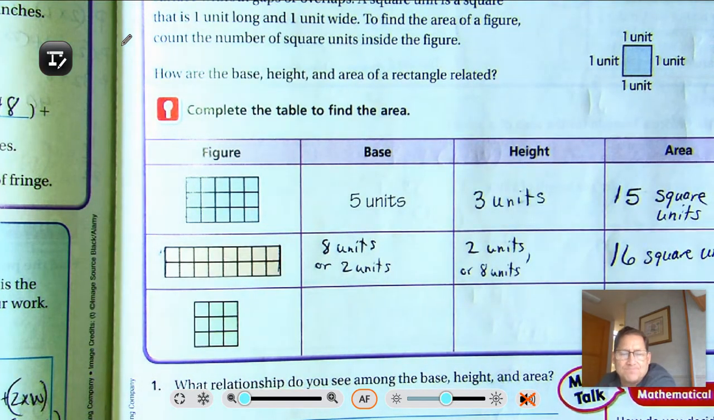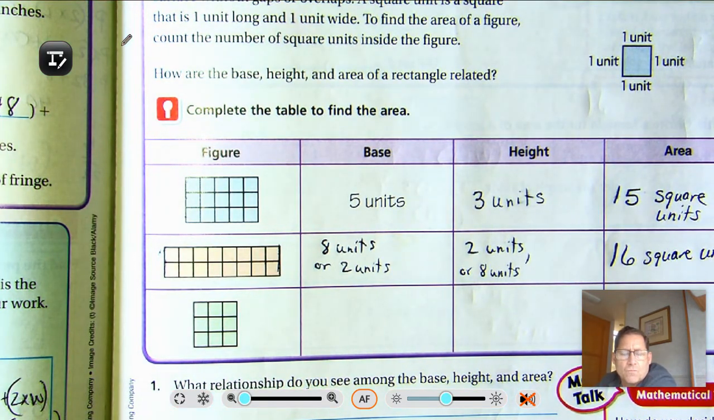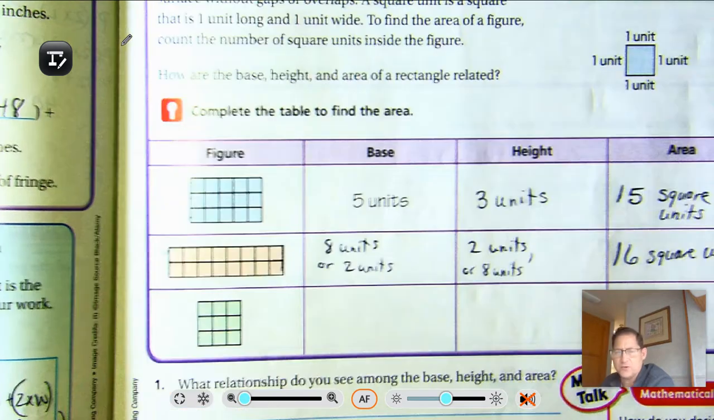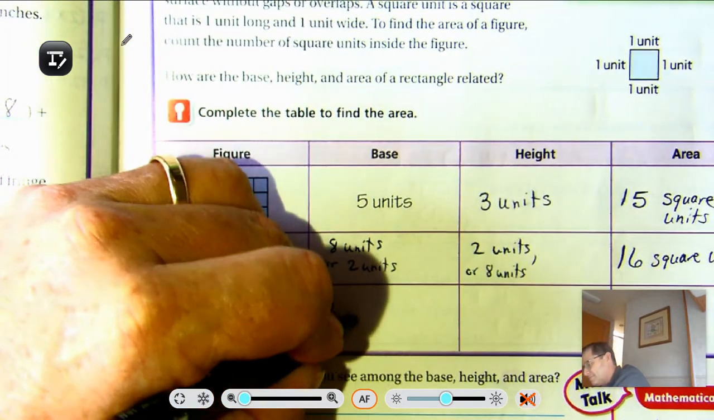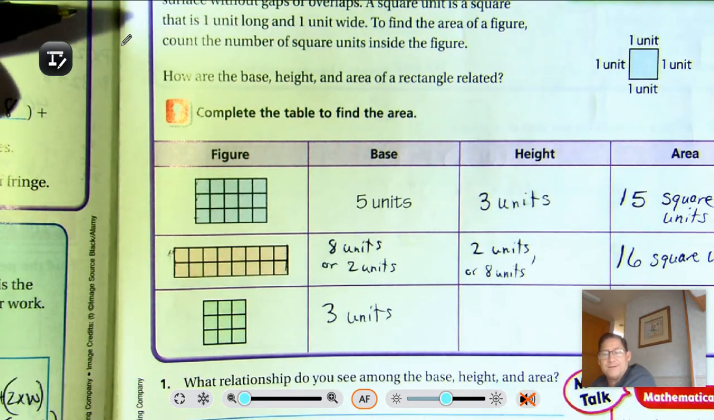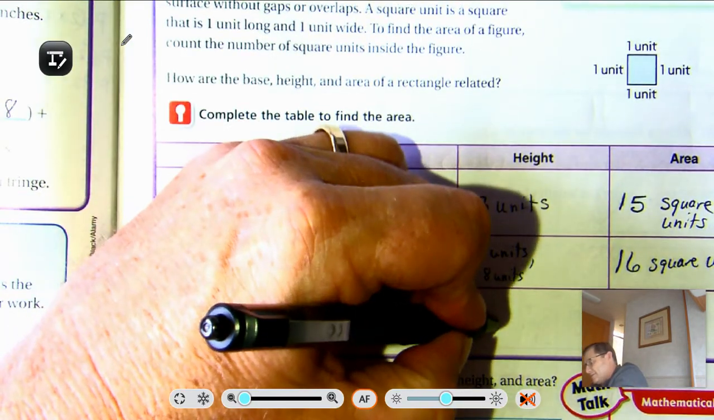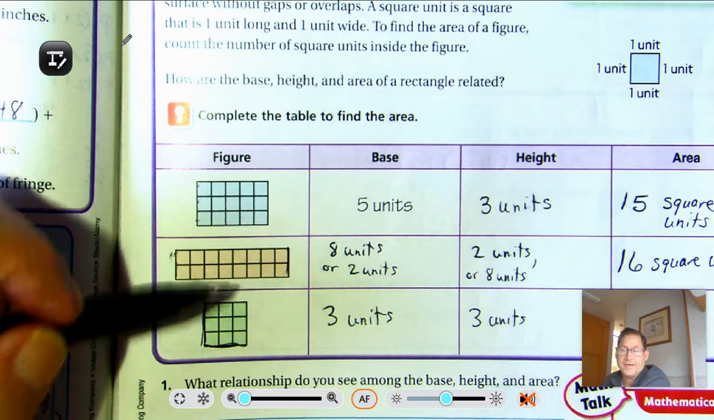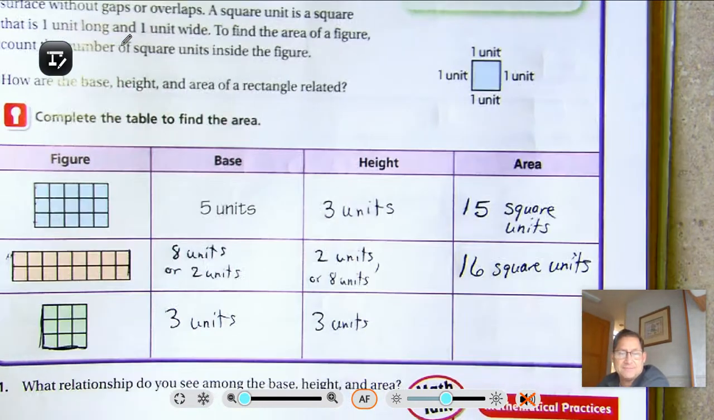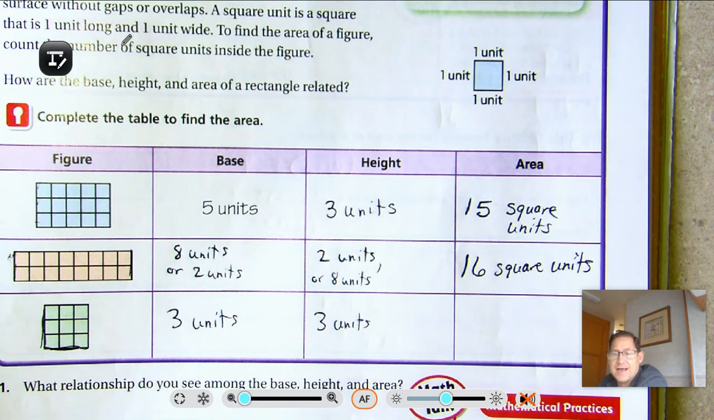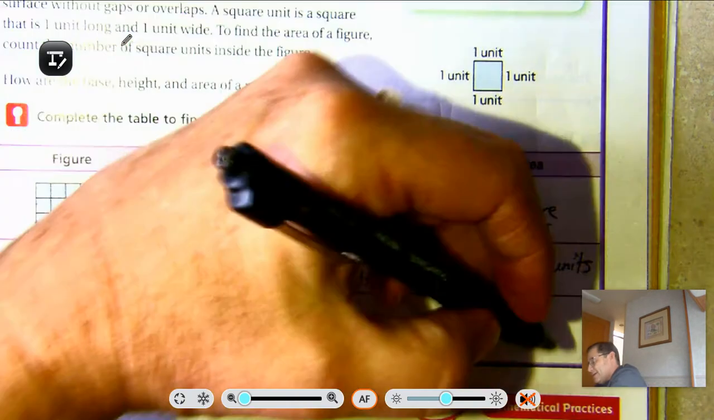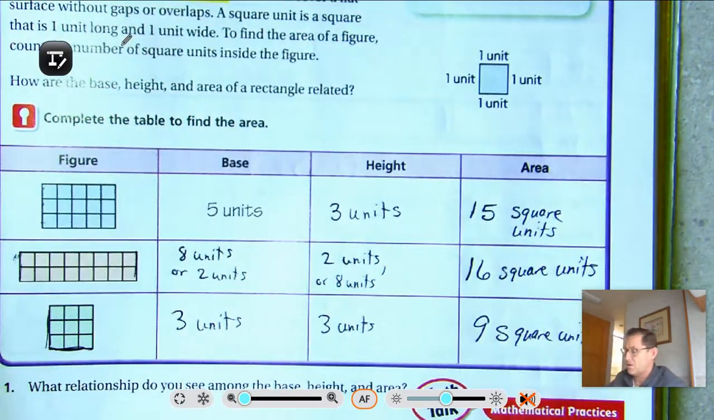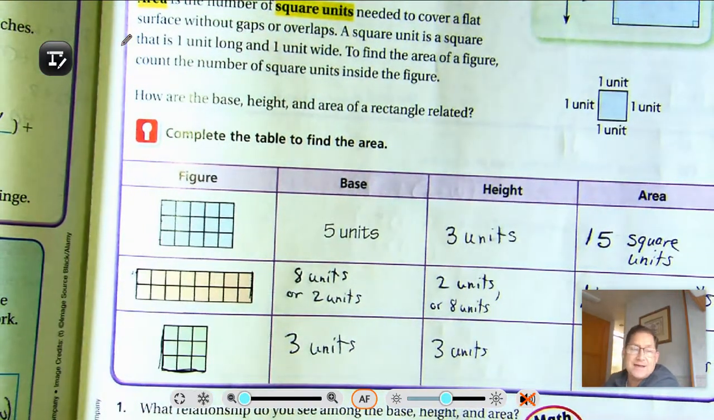All right, how about the next one? No matter how I decide to do it, whether I use this as the base or this as the base, it's still going to be 3, because it's a square. The height is going to be perpendicular to the base no matter what, so it's going to be a height of 3. How many square units is that? Count the number of squares inside the figure. 3, 6, 9. 9 square units.